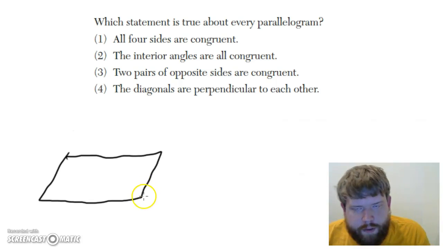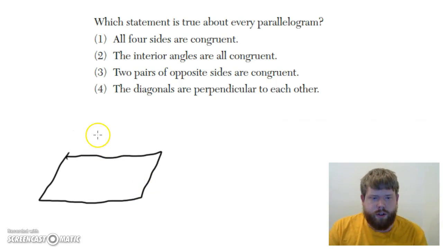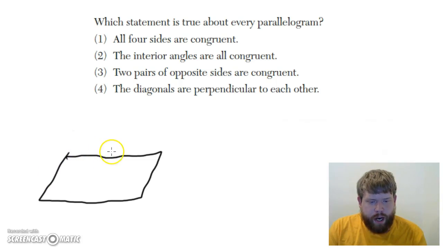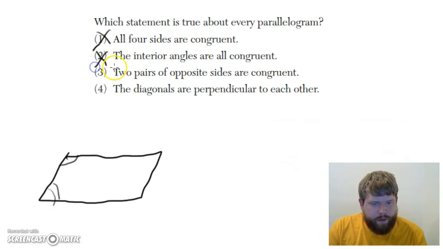All right, that's a very rough parallelogram, but it'll do the job. Let's test these. All four sides are congruent. Well, no, clearly not, right? The top and bottom sides are much longer than the left and right sides, so no. The interior angles are all congruent. I don't think that's true either, right? This is an obtuse angle. This is an acute angle. I do not think that they could possibly be congruent.